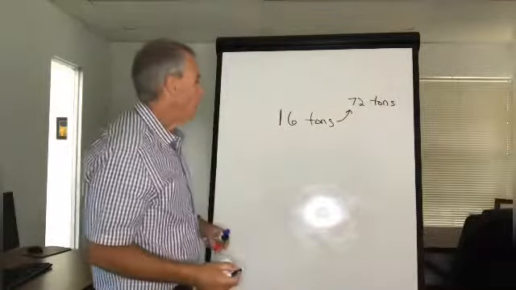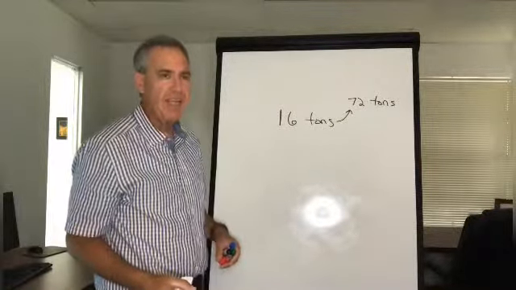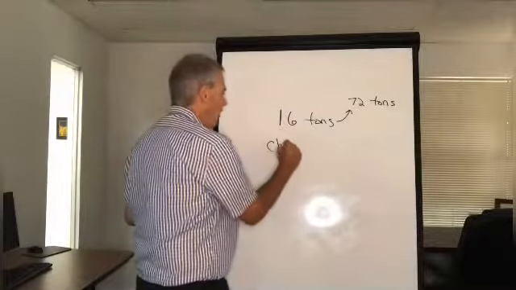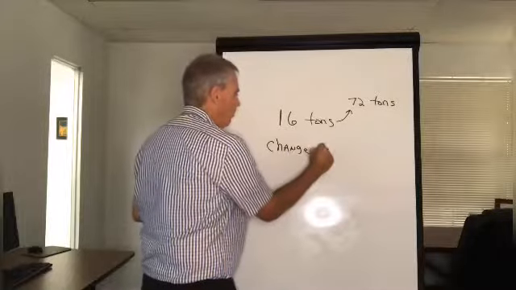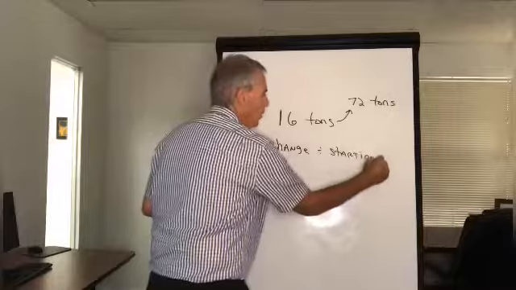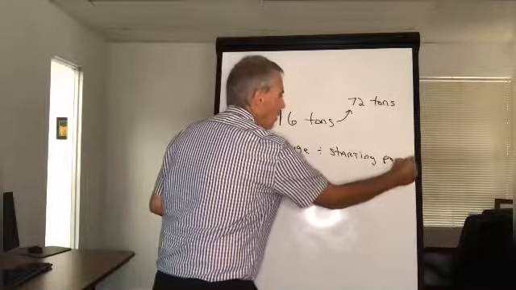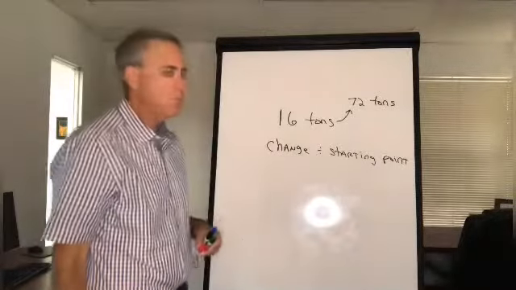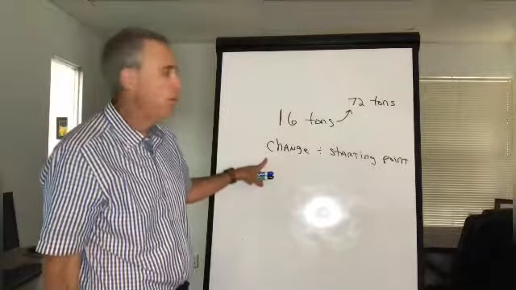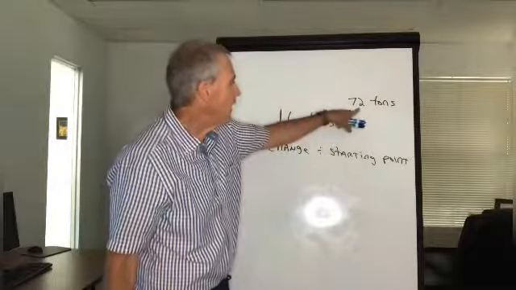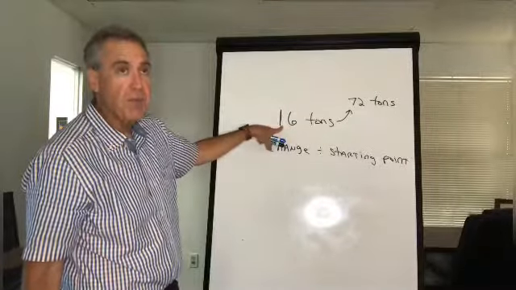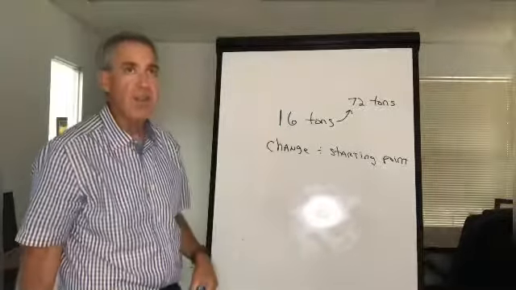All right, so to find the percent increase, we use this formula. Change divided by starting point. Let me break that down. Change is always a subtraction problem. To find the change, we're going to take the top number, 72, and subtract the first number, the smaller number. That's always going to tell us how much it changes.